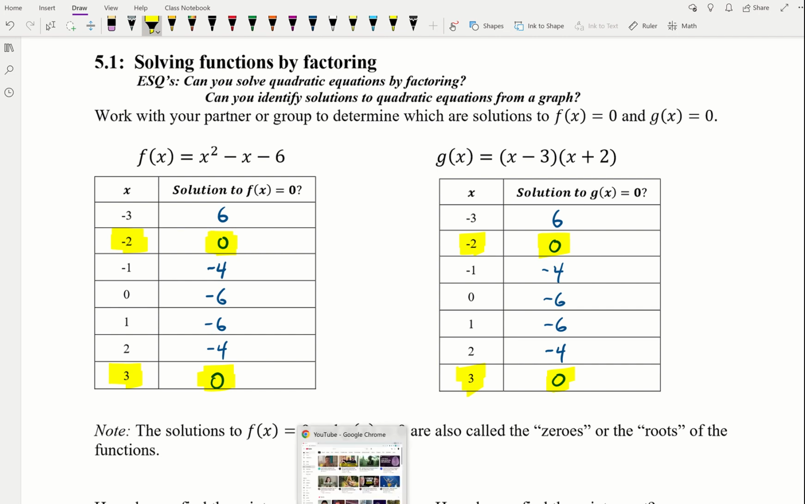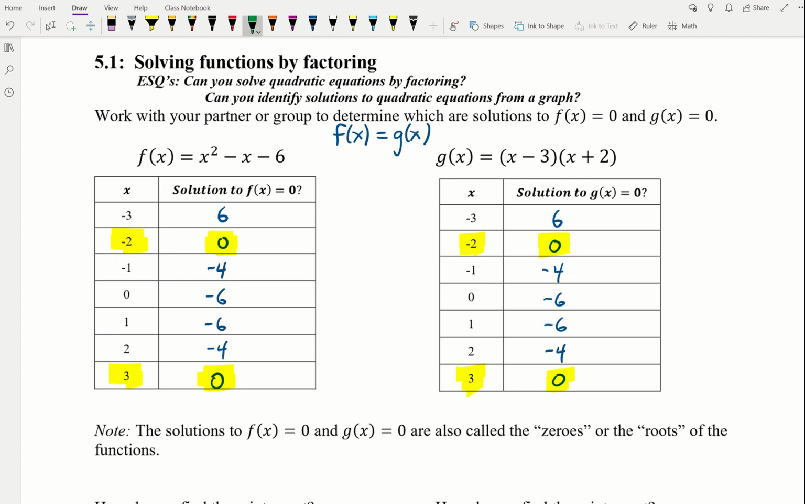Now that tells us something. When all of the outputs of a function are the same, that means that these two are equal to each other. So f of x is going to be equal to g of x, meaning they're the same function, they're just written in a different form.